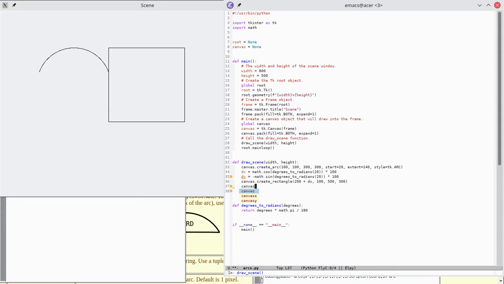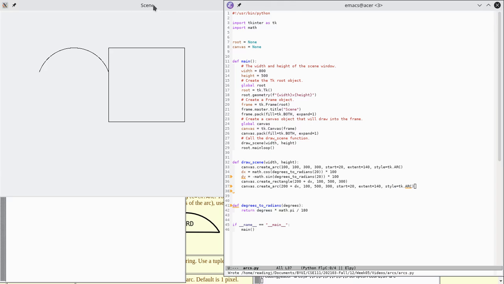I do canvas dot create arc, and I do 200 plus dx, 100, because I'm just copying those coordinates, right? Start equals 20, extent equals 140. We didn't play with styles, did we? We'll play with styles in just a minute.